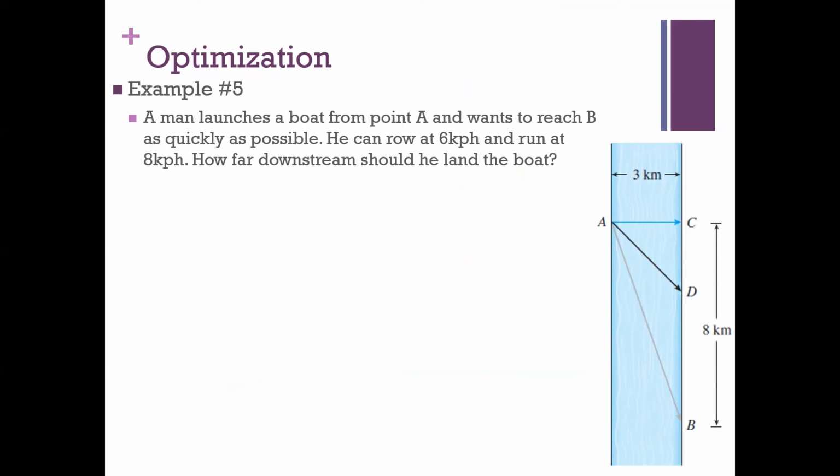So we're starting from point A. We want to get to point B as fast as possible. And we're given a speed that he can row a boat and a speed at which he can run. So basically he's going to row his boat from A, dock it, and then run down to B. All right, so let's figure out our goal first. What am I trying to do?